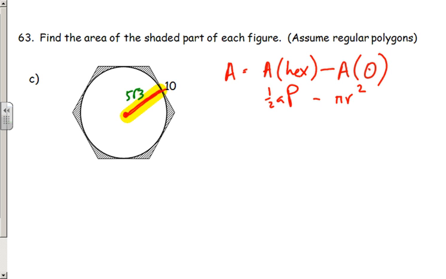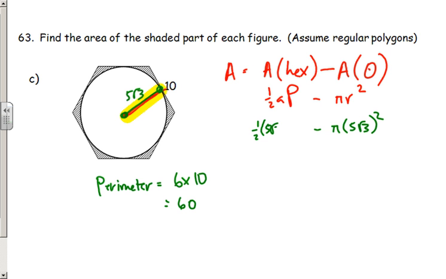So the apothem is 5 root 3. So that's actually going to be the radius of the circle. So this is going to be 5 root 3 squared. That's also helping me with the area of the hexagon, because if the apothem is 5 root 3, I already know the perimeter of a hexagon is 6 times the side length. So in this case, it's just 60. So 1/2 apothem 5 root 3 times the perimeter 60 is the area of the hexagon.